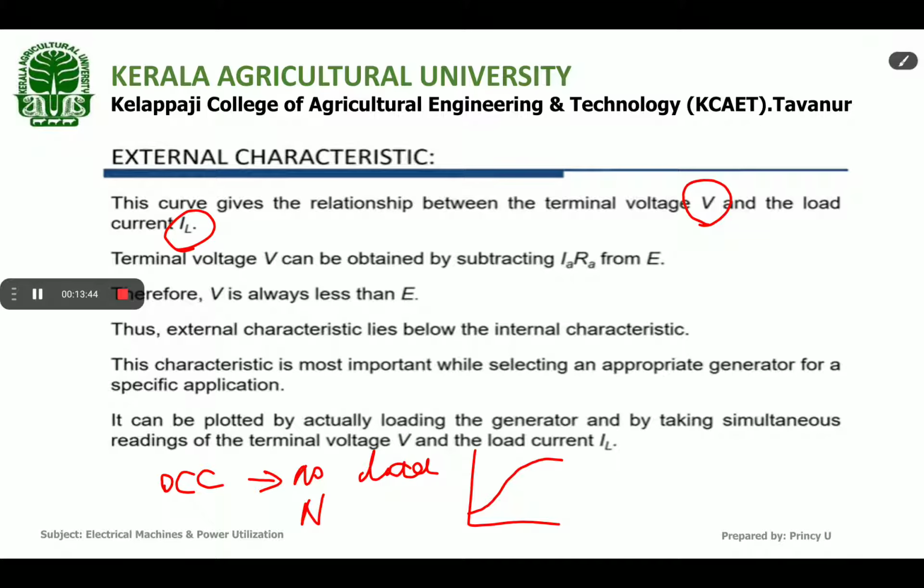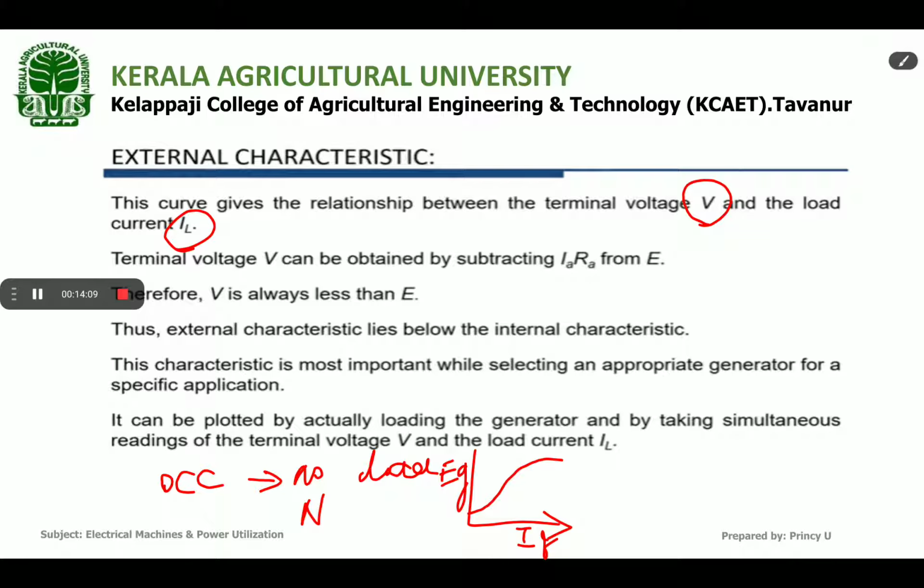Then, as we decrease the resistance, the field current will increase. At higher resistance, field current will be less. Then when we decrease the resistance, field current will be increased. So as field current IF increases, the generated EMF increases in value. Then we have a curve, the OCC.